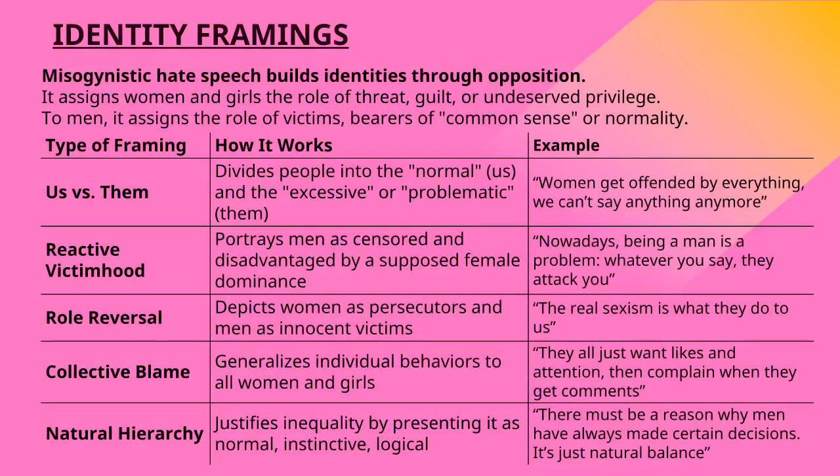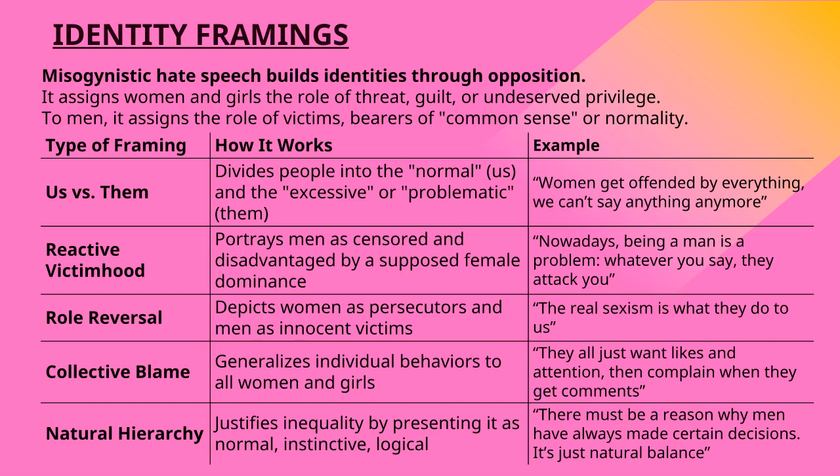Identity framings show how misogynistic and sexist hate speech assigns positions and power. They decide who is credible and who is suspect, set expectations for behavior, and justify exclusion, harassment, or violence. We focus on 5 recurrent framings: us versus them, reactive victimhood, role reversal, collective blame, and natural hierarchy. With us versus them, women and girls are marked as the problematic side, while men are treated as the normal reference group, setting credibility in advance.